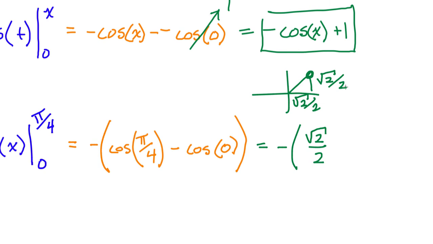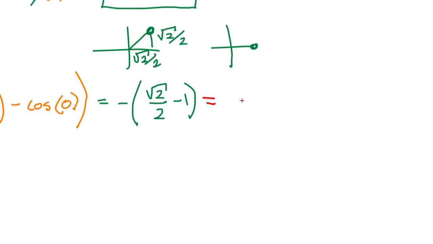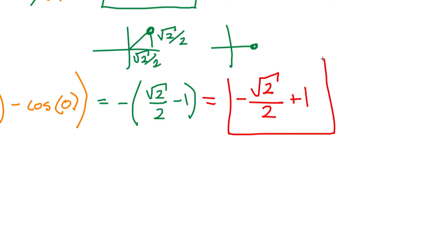And then cosine of 0 is going to be right here, and cosine is the x-coordinate, so 1, so minus 1. And then distributing that negative gets us our final answer of negative square root of 2 over 2 plus 1. Or you can flip it around and say 1 minus square root of 2 over 2. The final answer, box it.